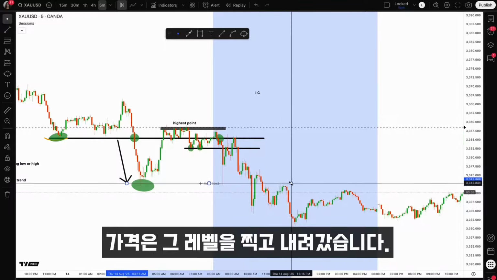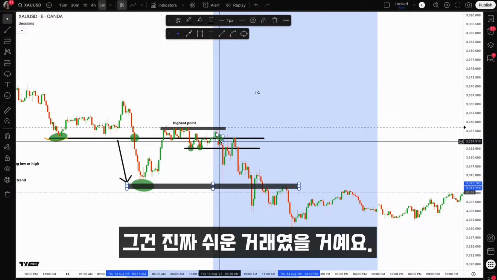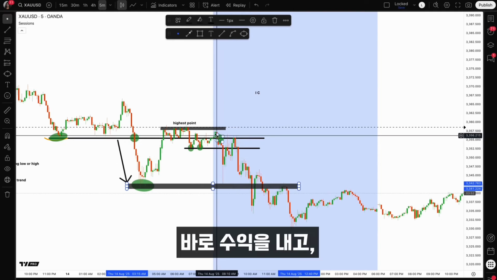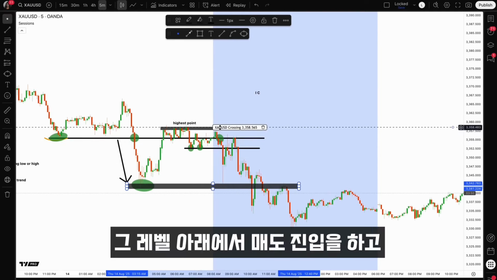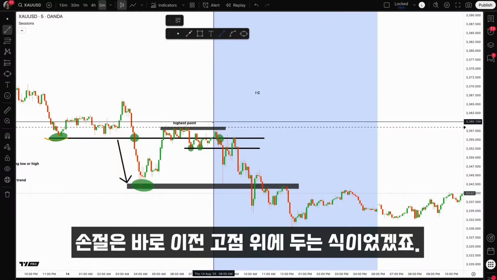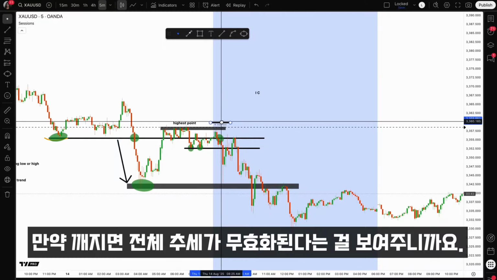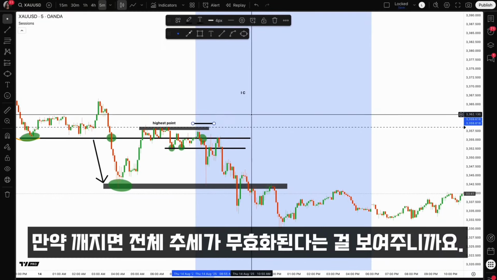towards that level. It tags it out, so that could have been just an easy trade that was like what, 1, 2, 3, that was like 20-25 minutes, and you sold under this level, stop loss above the previous high, because if you're selling, you want to keep your stop loss above levels where if it breaks, it shows that the whole trend is invalidated.